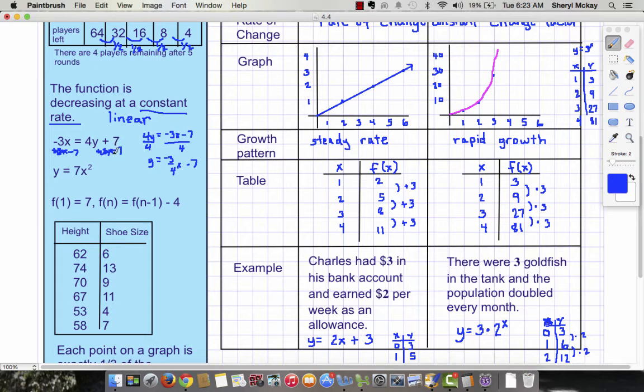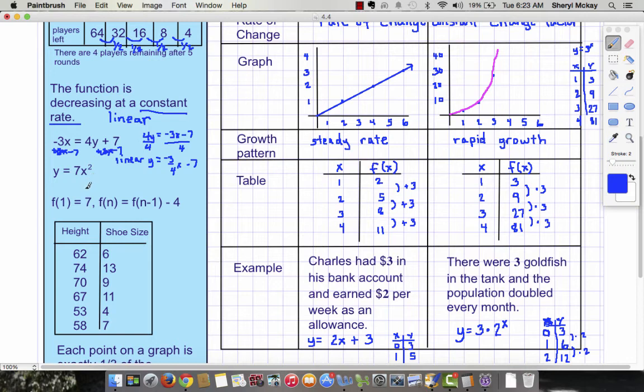I could have tried graphing it. I could have tried doing a table, and I would have seen that there's a constant rate of change. So this one is linear. Let's look at this one.